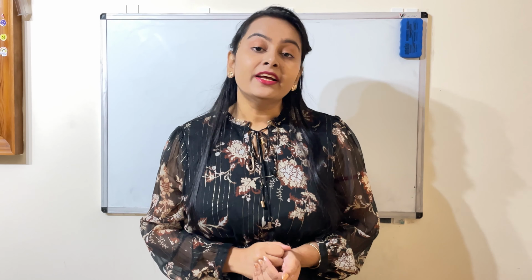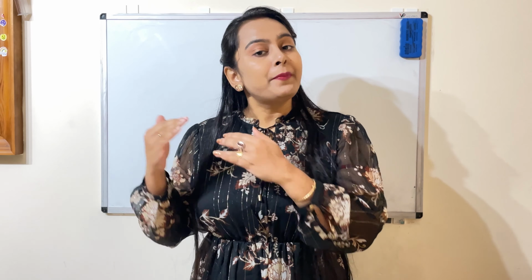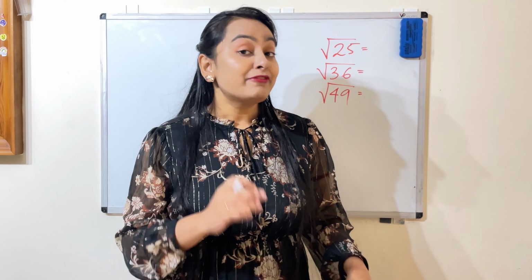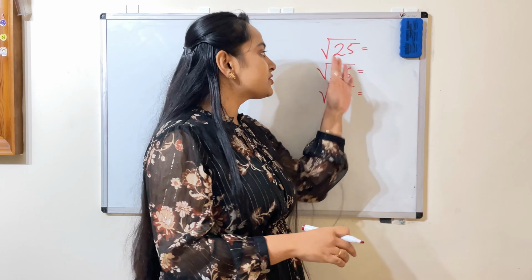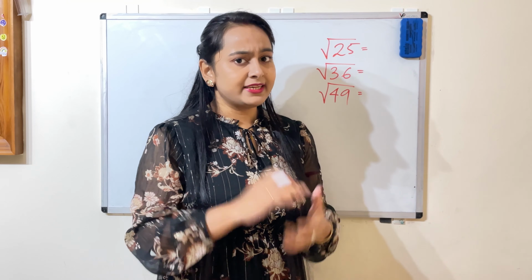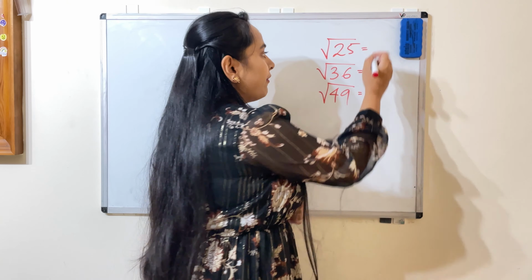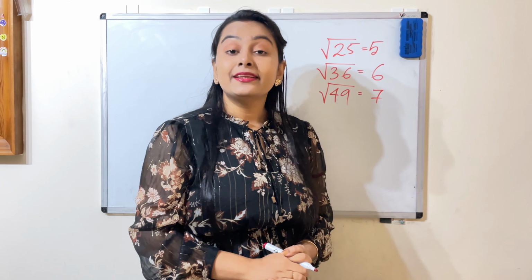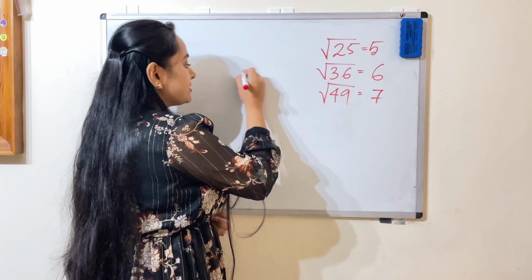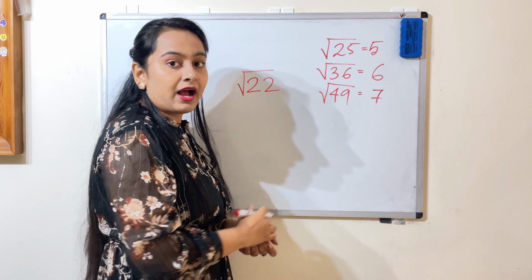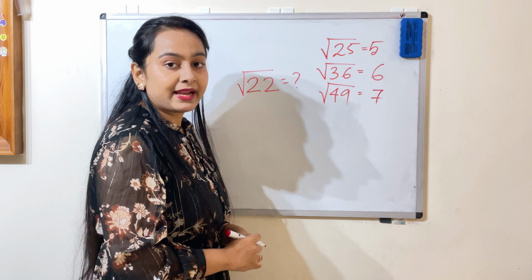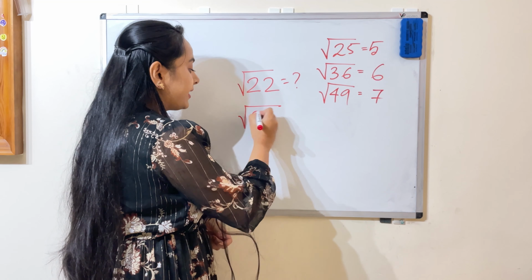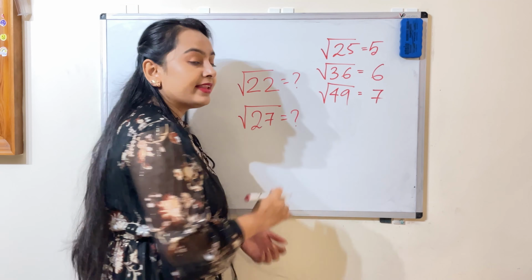In today's class, we are going to discuss how we can find the square root of a non-perfect square number, right? If I ask you to find the square root of these numbers, you can easily tell: under root of 25 is 5, that is 6, and that is 7, right? Then what about, suppose, under root of 22? How will you get that answer? Suppose under root of 27, how can you find the answer?